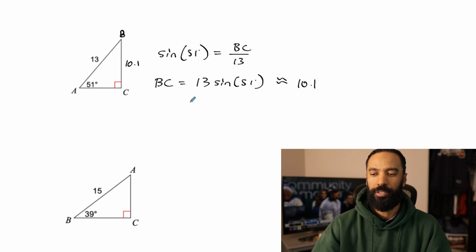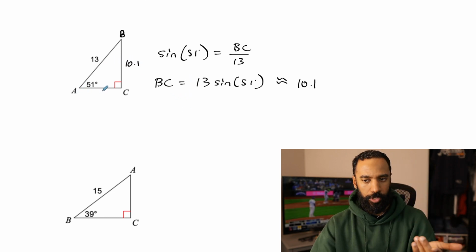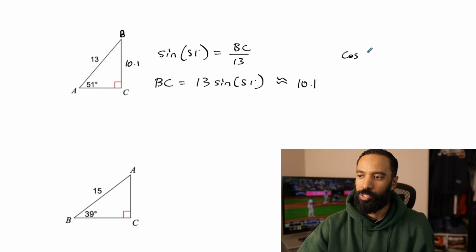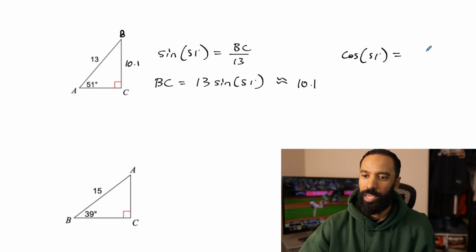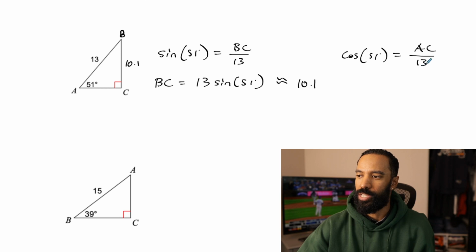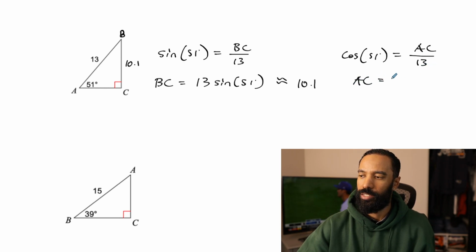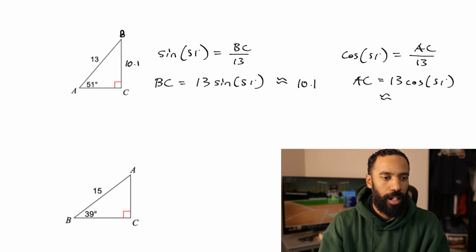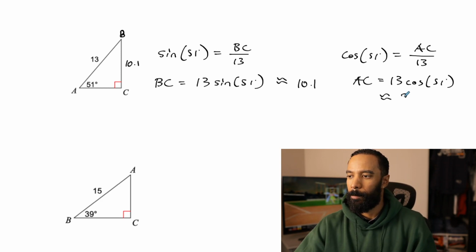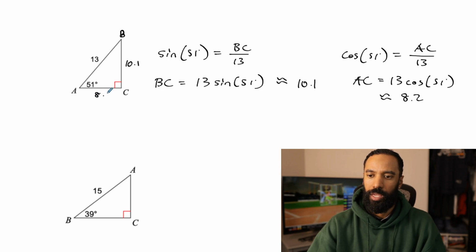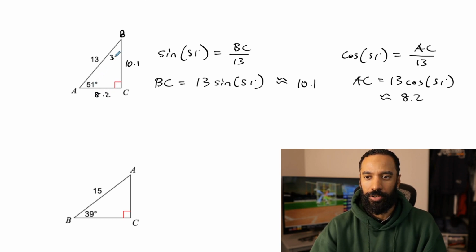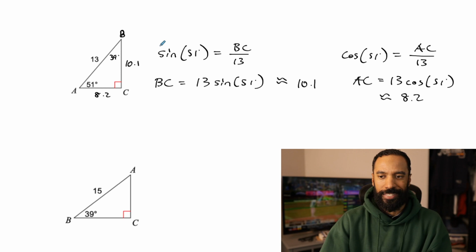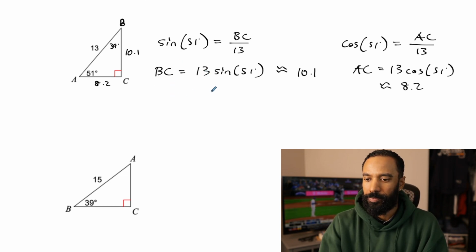Around 10.1. I can use cosine for AC here. Cosine of 51 degrees is AC over 13. So AC is 13 times the cosine of 51 degrees, which is about 8.18 or 8.2. And lastly, this angle here is 39 degrees because 51 plus 39 is 90 degrees.